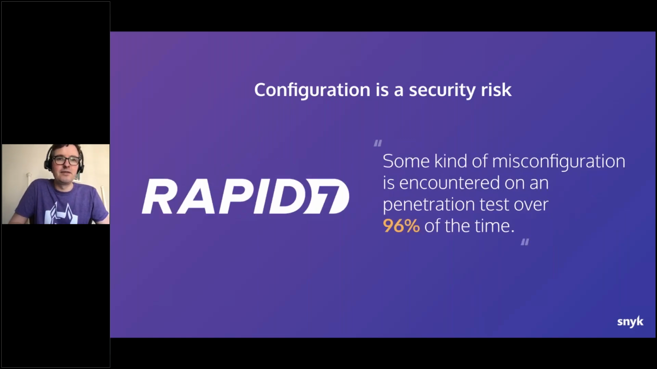You see it in the work of some of the other folks in the security community as well, like Rapid7 with their penetration testing work. And this quote from a recent report I found particularly interesting: some kind of misconfiguration is encountered on a penetration test over 96% of the time. So basically, most of the time, penetration testing is revealing configuration issues.